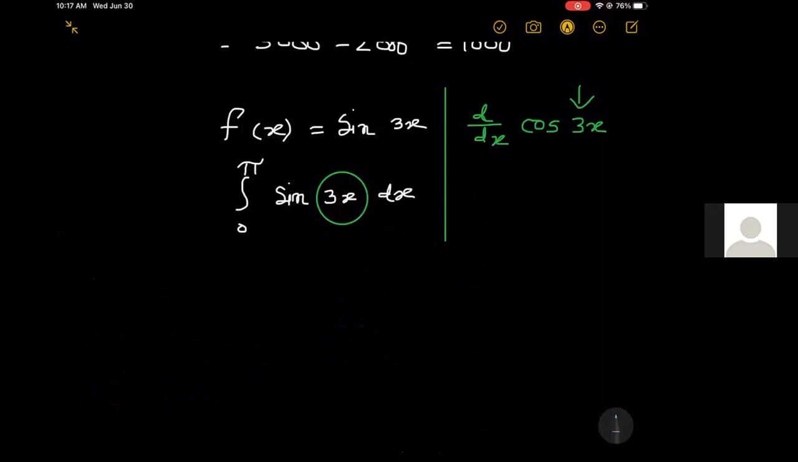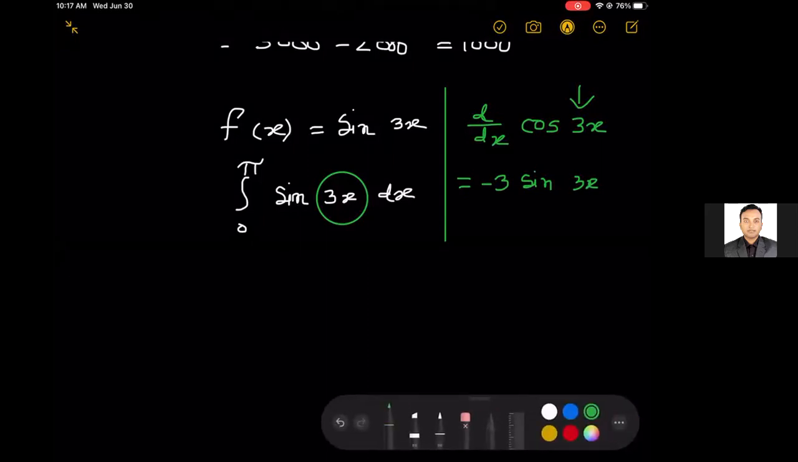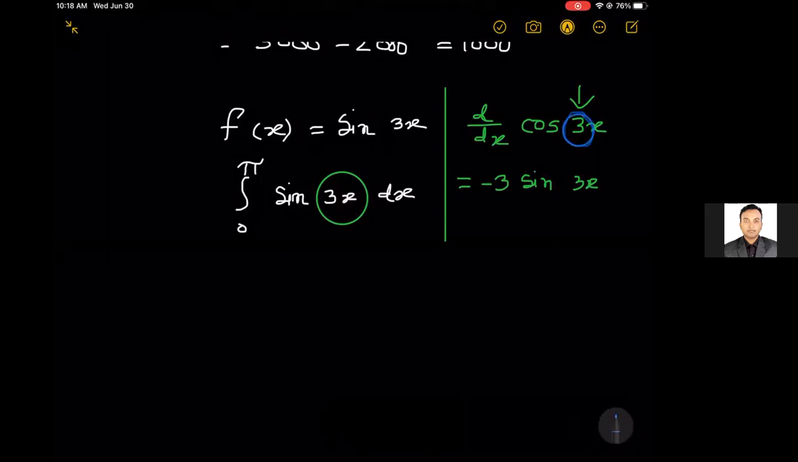Negative. Go for it. Yeah, Matthew, go for it. I was just going to say -3 sine of 3x. Very good, exactly. It is -3 sine 3x, right? What it means, if it was the derivative, the coefficient would have come in front, right?